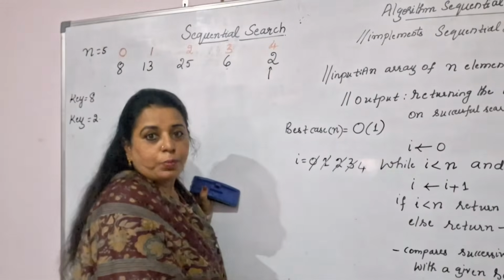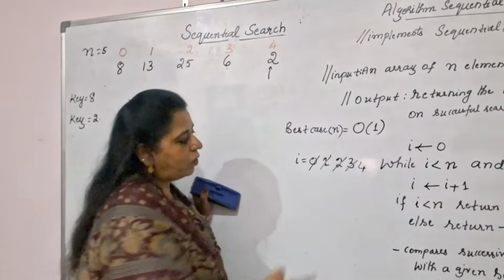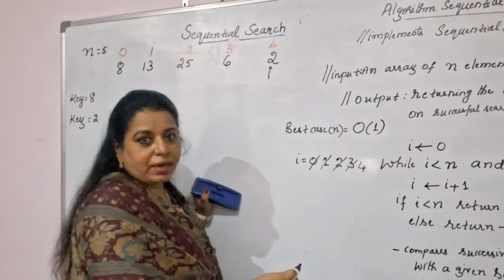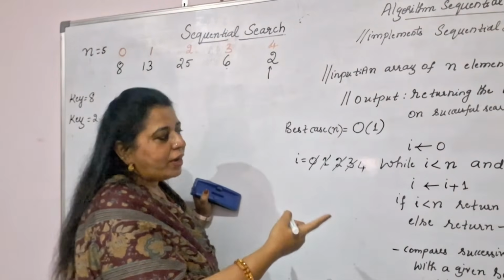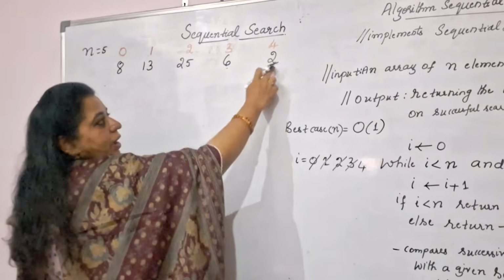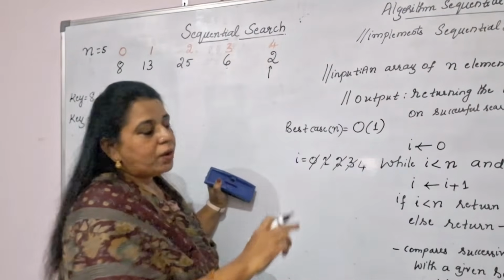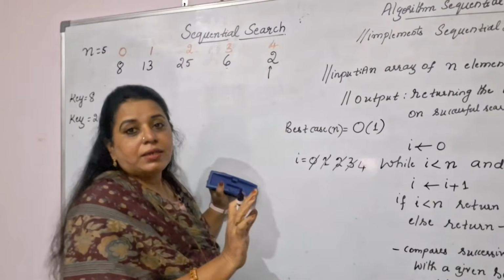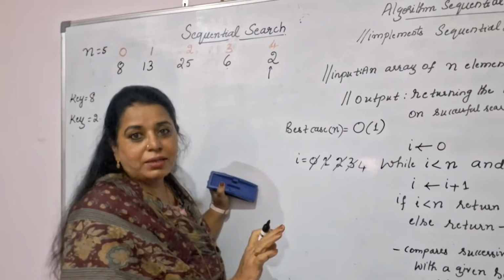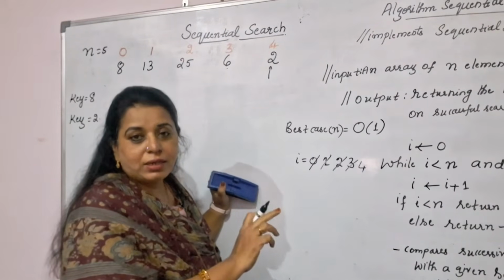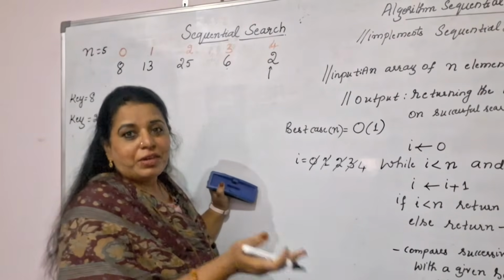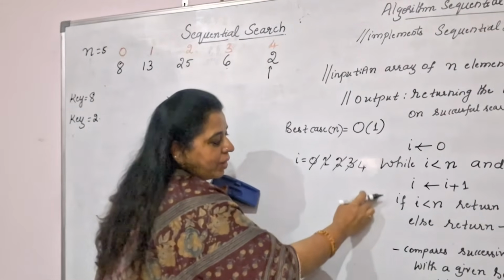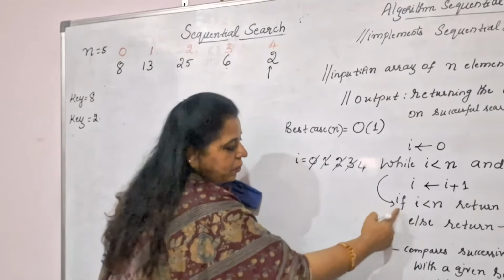Next, once again the while loop will get executed. I value is what now? 4. 4 less than 5, yes the condition is true. The condition is true, so you check the other condition also. A of I not equal to k. Now you see the value of A of I is 2. 2 not equal to 2, it is false. That means the condition in the while loop becomes false because 2 is equal to 2. If it is false, then what will happen? It will come out of the loop and it will execute this statement.